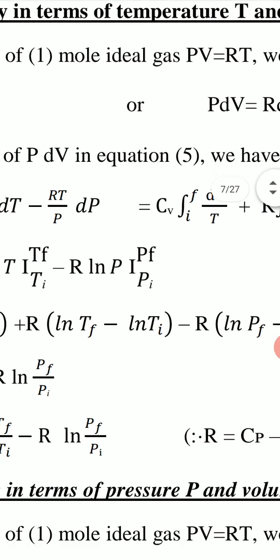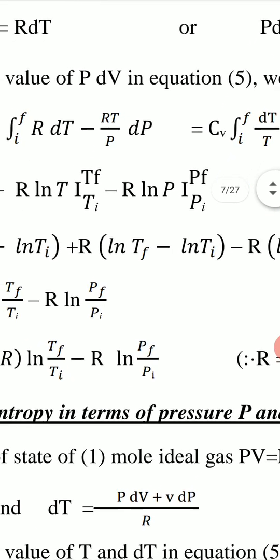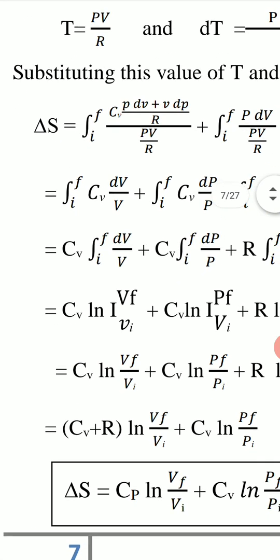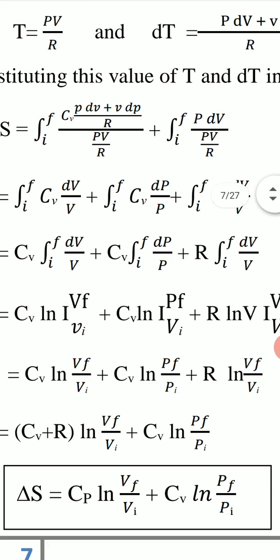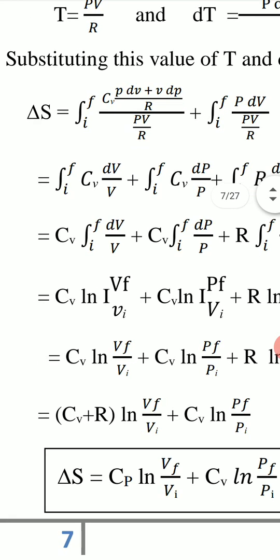We get the expression for change in entropy as delta S equal to integral I to f Cv, and this is the value of dT, (P dV plus V dP) upon R, divided by T, and the value of T is PV upon R. And in the second integral we have plus integral I to f P dV upon T, and substitute here PV upon R for T. Now this first integral we can divide into two parts.